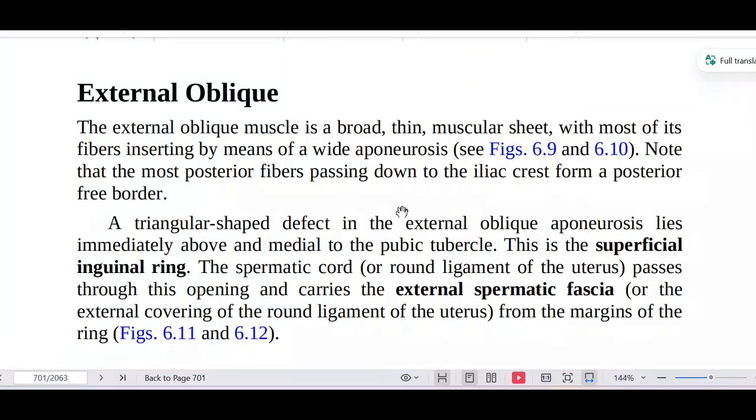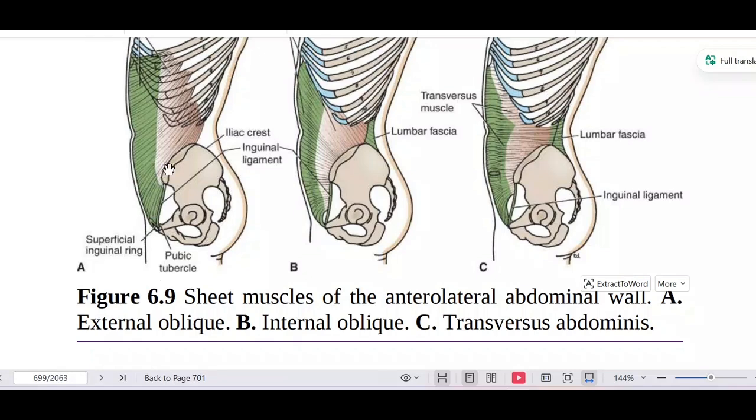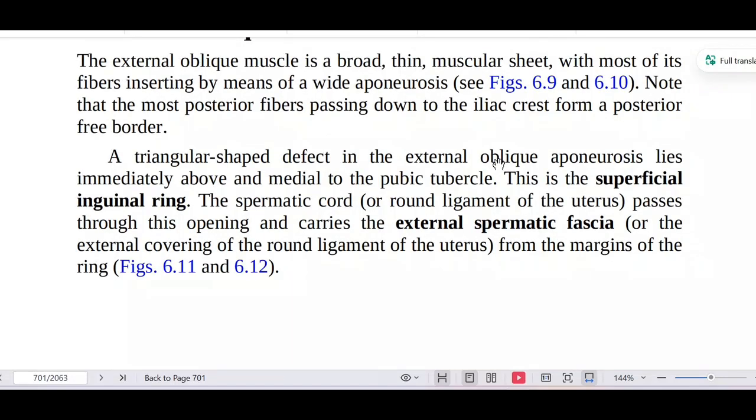Now the most posterior fibers that are passing down to the iliac crest usually form a posterior free border. So here you can see the posterior free border of the external oblique, forming a free border here at the level of the iliac crest. Now there is also a triangular shaped defect in the external oblique aponeurosis, in the part that lies immediately above and medial to the pubic tubercle.